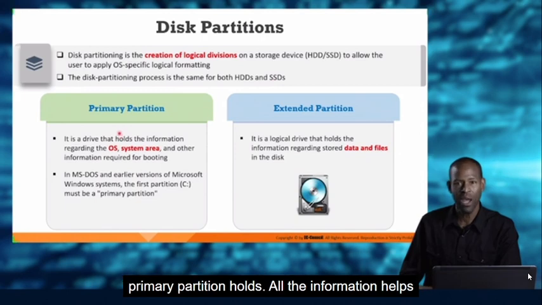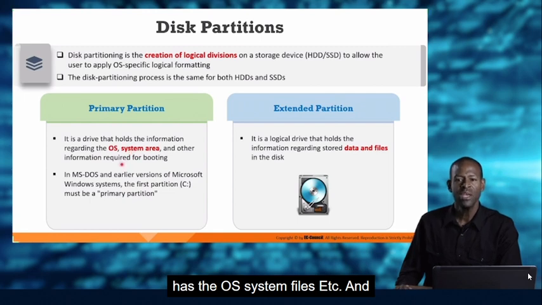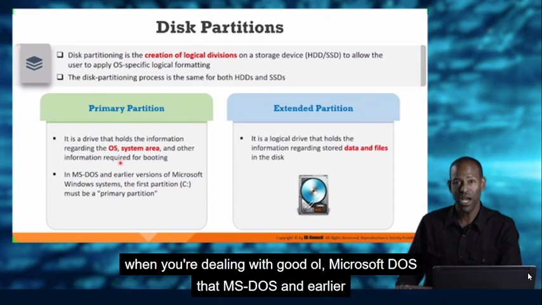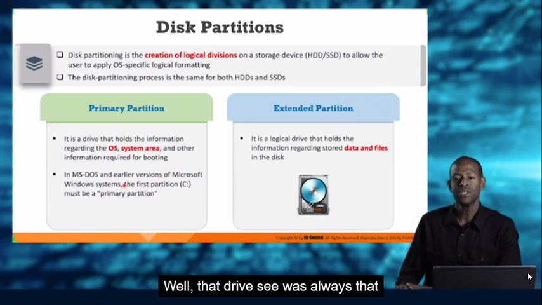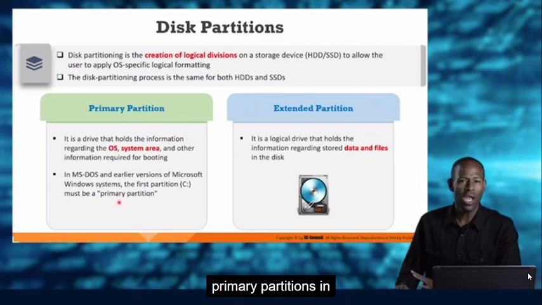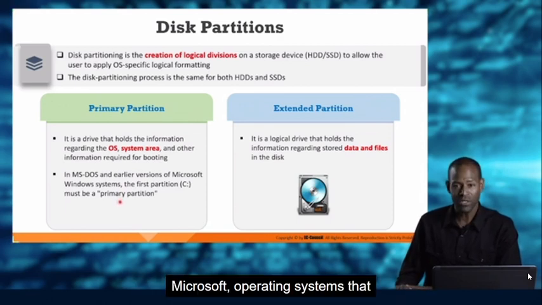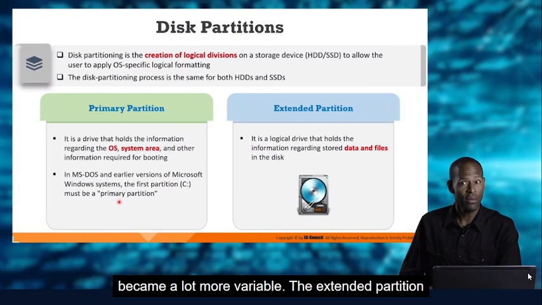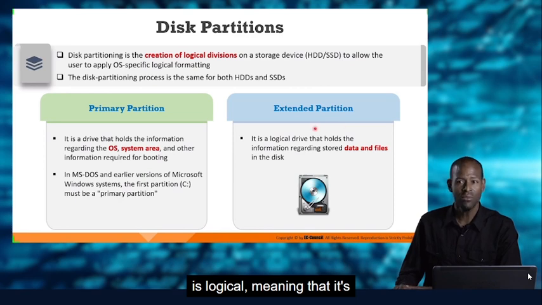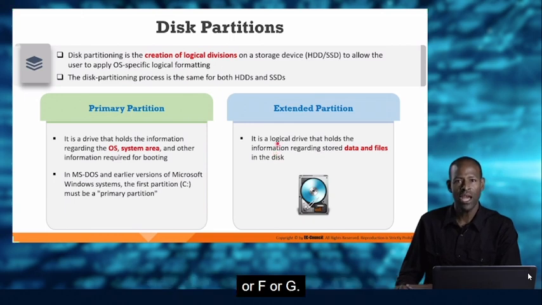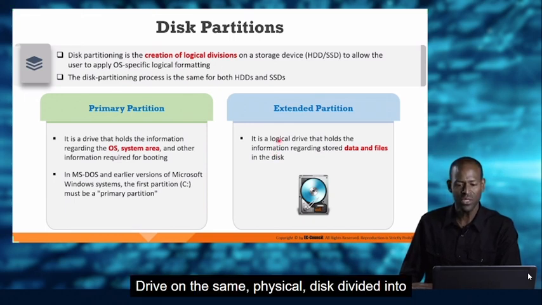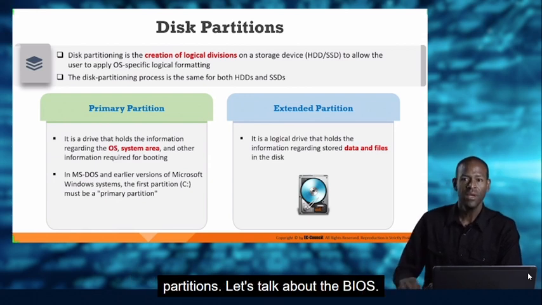So there is always a primary partition, holds all the information, has the OS, system files, et cetera. And when you're dealing with good old Microsoft DOS, that MS-DOS, and earlier versions of Windows, that drive C was always that primary partition. In other operating systems, in other versions of Microsoft operating systems, that became a lot more variable. The extended partition is logical, meaning that it's not tied to the physical disk, and it holds information, data files, etc. And again, that could be like a logical E or F or G drive on the same physical disk divided into partitions.